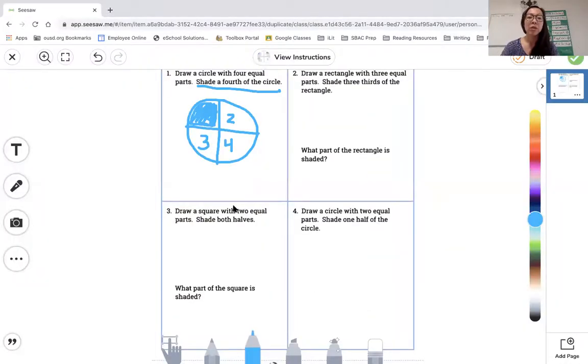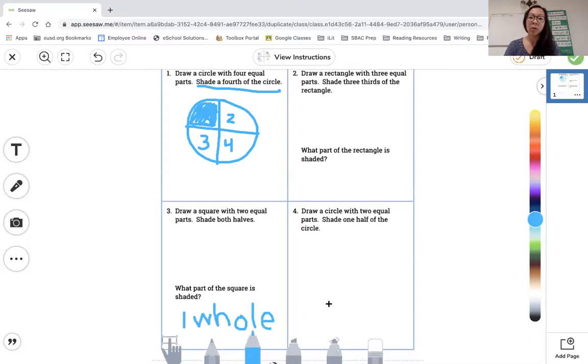Then in number 3, you're going to draw a square with 2 equal parts, and you're going to shade both halves. And then you're going to write on the bottom what part of the square is shaded. So remember, guys, when you're writing words down, so let's say I want to say one whole, you can write that. You can write it out, one whole. Think about spelling, please, because there's different kinds of wholes, but we know that this is the math fraction kind of whole, not one we build in the graph.